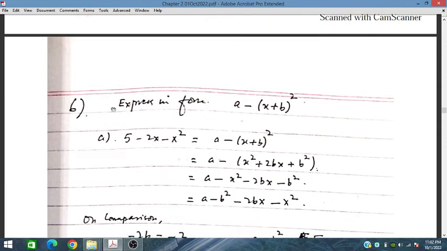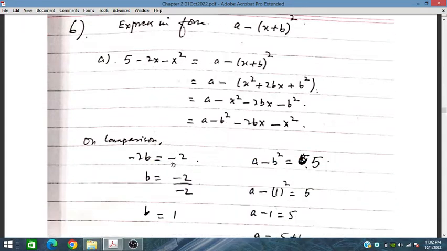Now problem number 6, express in this form. So this part has to be expressed in this form. So we will expand it like this, and we'll compare it coefficient to coefficient.